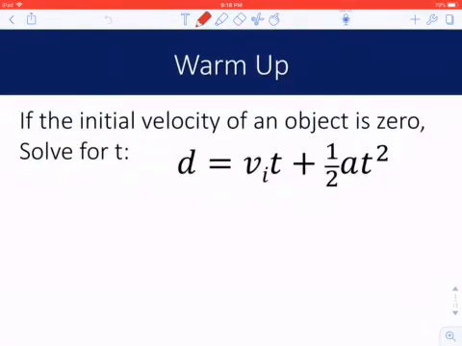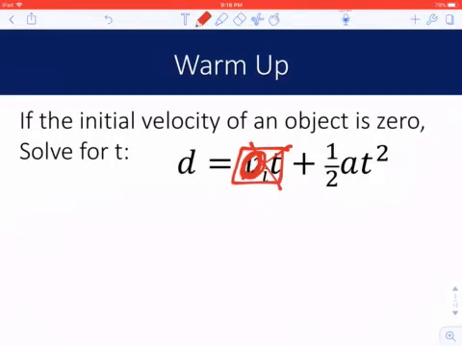So in the warm-up, you'll see we have the following problem. It says if the initial velocity of an object is 0, solve for t. One nice thing about zeros is that if you take 0 and multiply it by anything, you still get 0. So right here, our initial velocity is 0. That means 0 times t, this whole section here, we can cross out. So now we just have d equals 1/2 a times t squared.